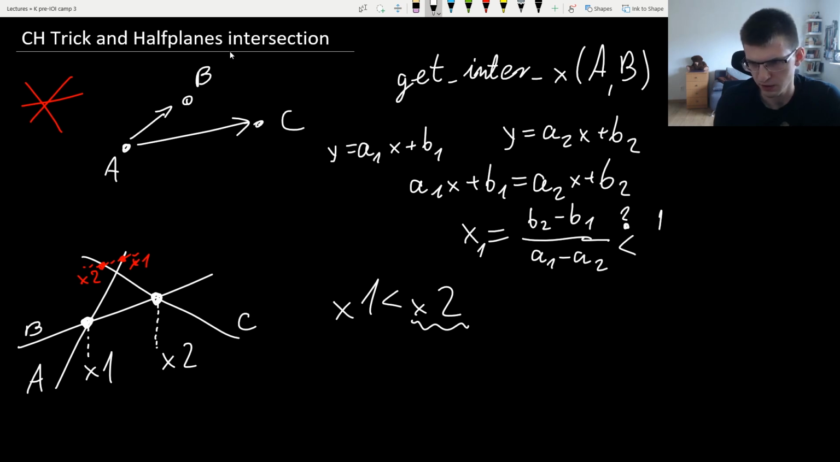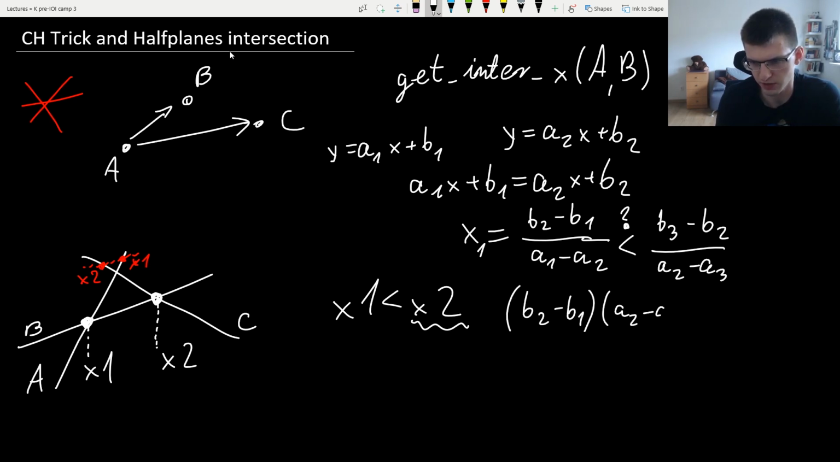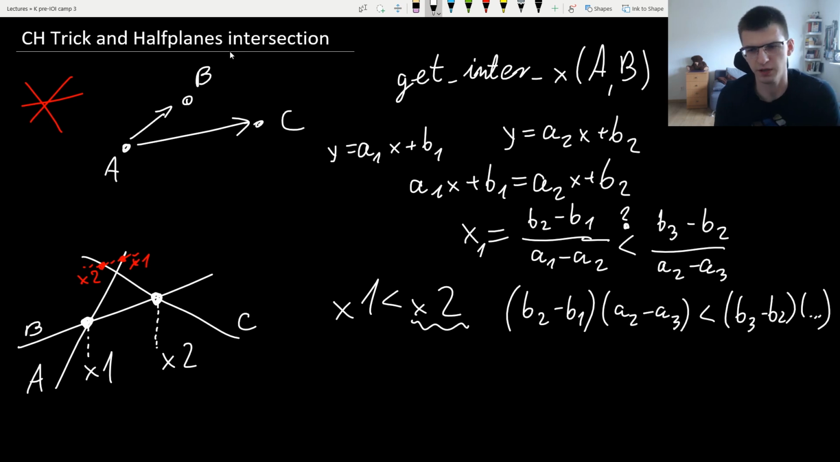So it will be B3 minus B2. B3 and A3 describe the third line over A2 minus A3. And you can check this inequality with integers only, because you just multiply both sides by what is below. You check if B2 minus B1 times A2 minus A3 is smaller than B3 minus B2 times A1 minus A2.